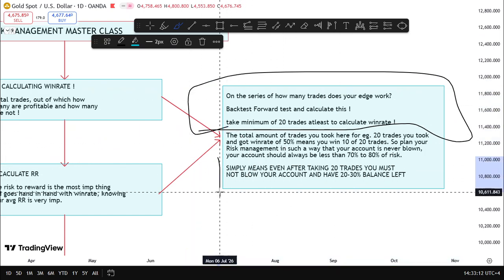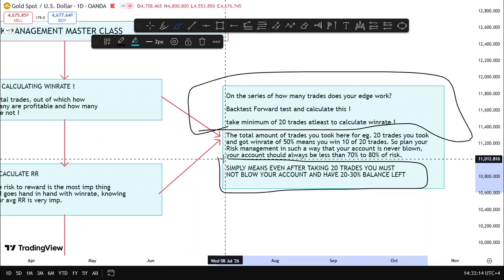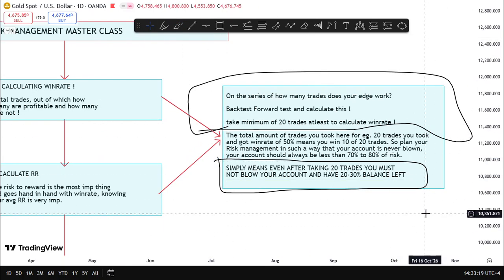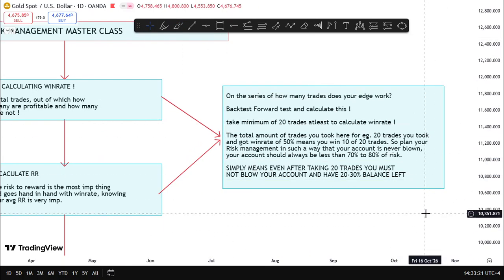After testing, this comes. After you know that, yes, in 20 trades my edge is working perfectly, I am not losing, I am consistently profitable on a set of 20 trades, then you know that in 20 trades I am guaranteed that I won't lose.